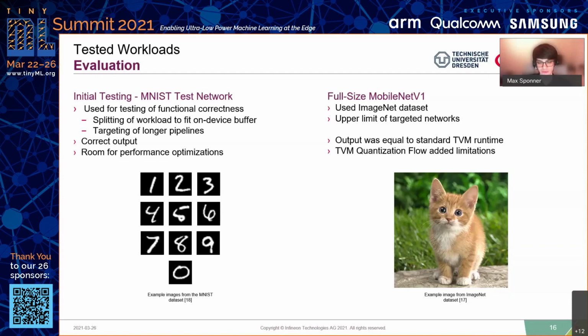The second test case was a fully sized MobileNet v1, which is more of the upper limit of our targeted network workloads. And again, our output was equal to the standard TVM runtime. And again, we had some performance limitations, and in both cases, these performance limitations and also accuracy drops were caused by TVM's quantization flow.